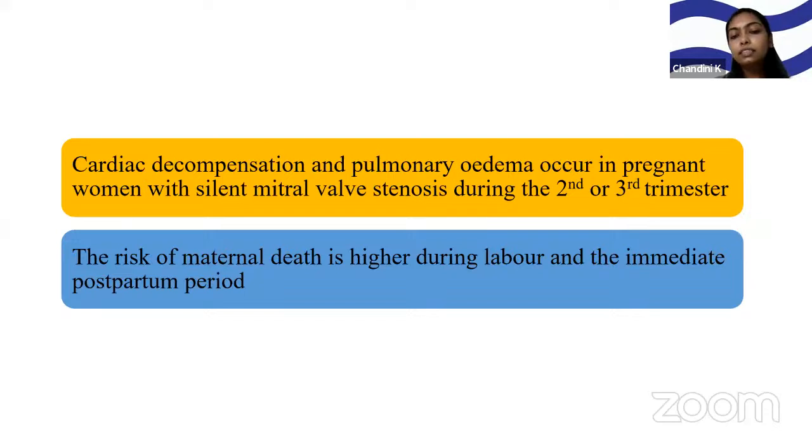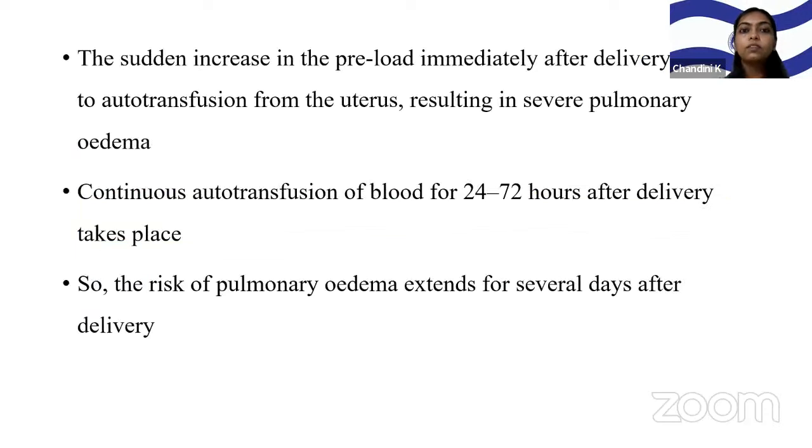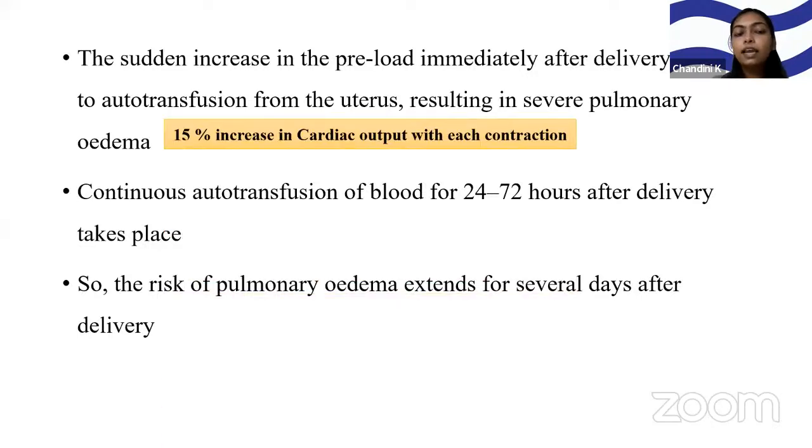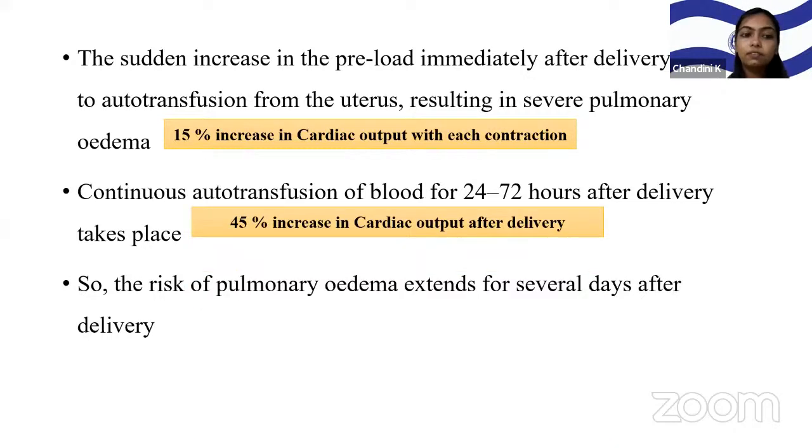The risk of maternal death is higher during labor and in the immediate postpartum period. The sudden increase in preload immediately after delivery is due to autotransfusion from the uterus, resulting in severe pulmonary edema. With every contraction, there is a 15% increase in cardiac output as 350 to 500 ml of blood is autotransfused into the central circulation. With continuous autotransfusion of blood for 24 to 72 hours after delivery, almost a 45% increase in cardiac output occurs after delivery.